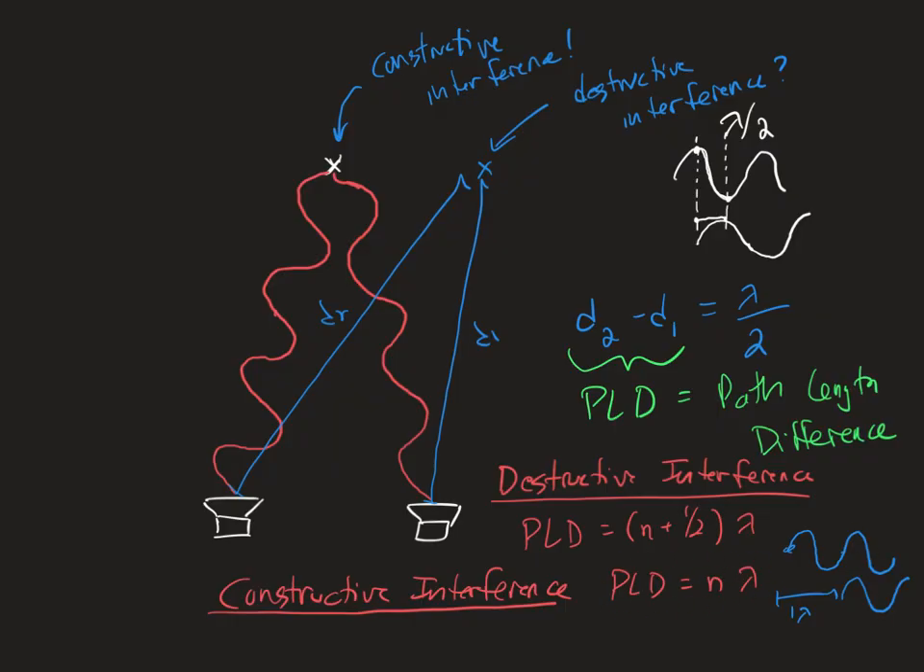For every n, you can get a place where you get constructive interference. It's like there, further down there, whatever. And then for every half wavelength in between, you get destructive interference. Okay, so that's introducing the topic of destructive interference and constructive interference.